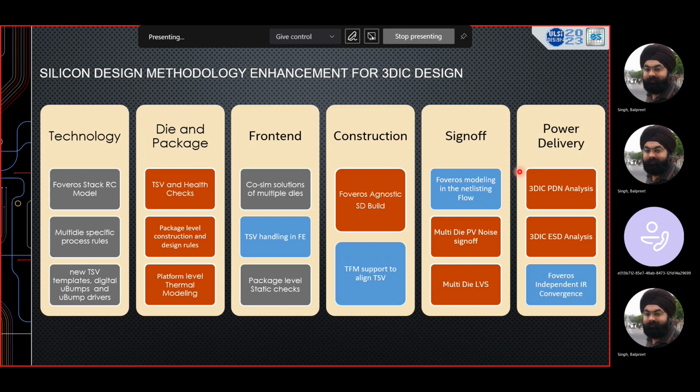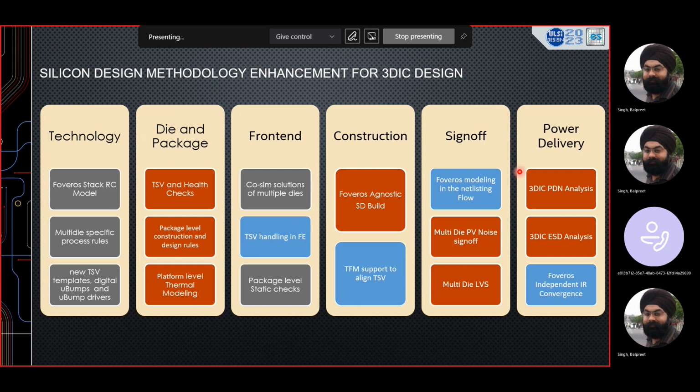The second is the die in the package. How do you really make sure you design your die earlier? Maybe you use an auto placement and route tool to design all your C4 bumps and all. Now that needs an enhancement. And once you design it, how do you validate that? That's a die and package level change needed.